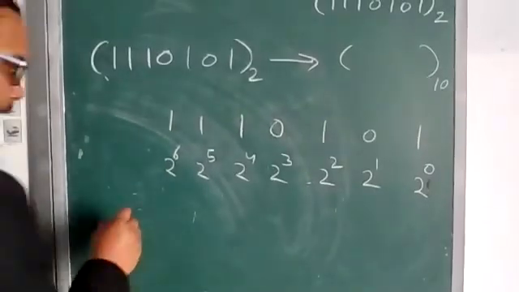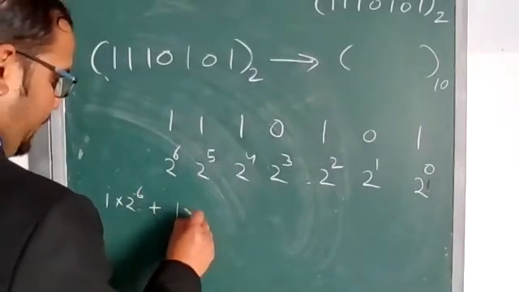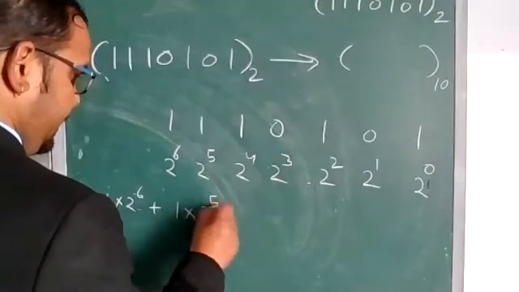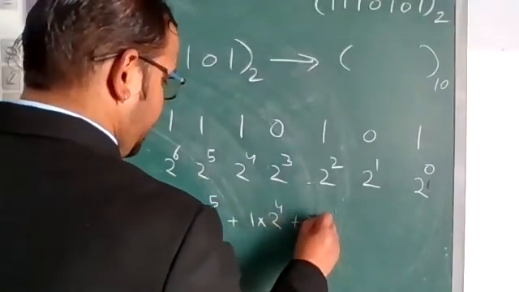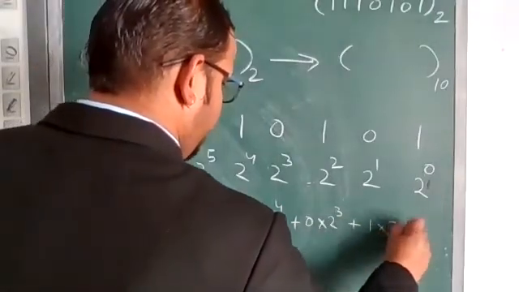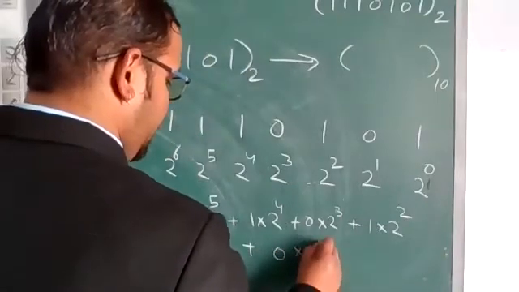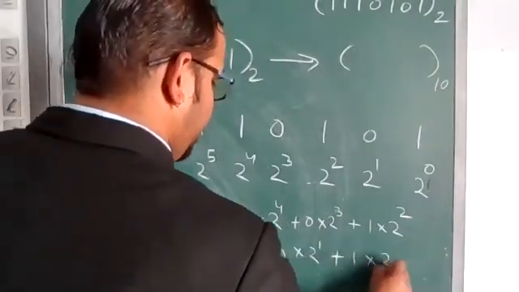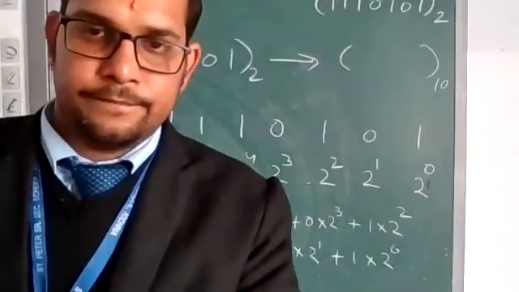Perform multiplication like 1 into 2 to the power 6 plus 1 into 2 to the power 5 plus 1 into 2 to the power 4 plus 0 into 2 to the power 3 plus 1 into 2 to the power 2 plus 0 into 2 to the power 1 plus 1 into 2 to the power 0. Clear?